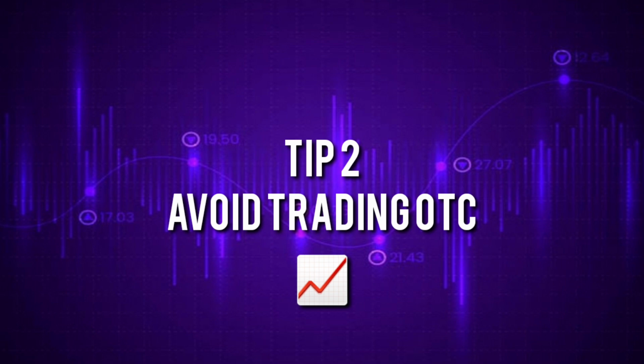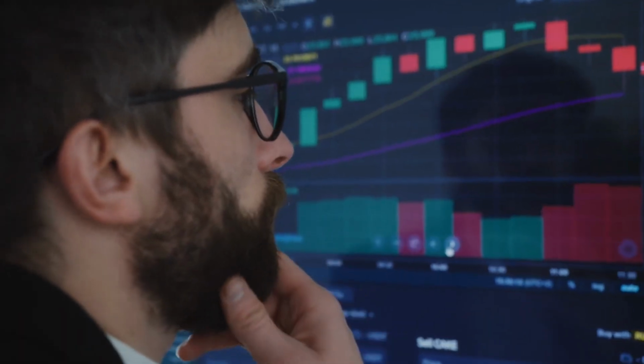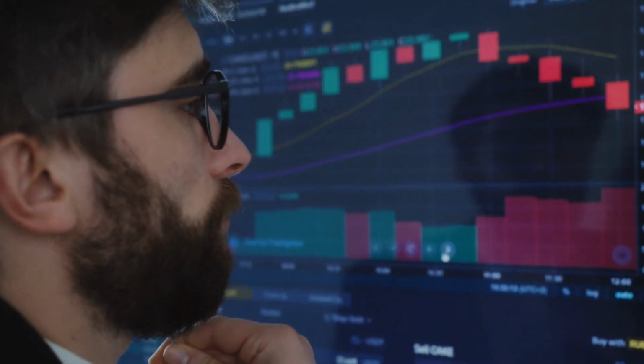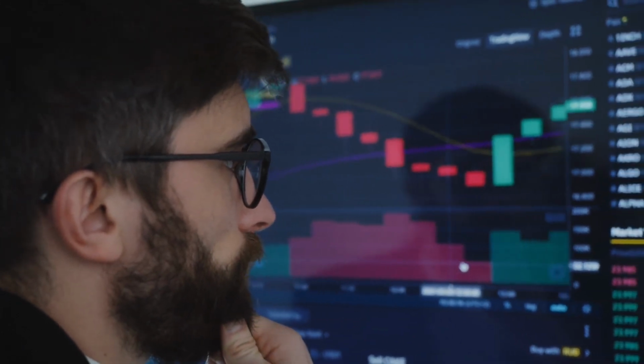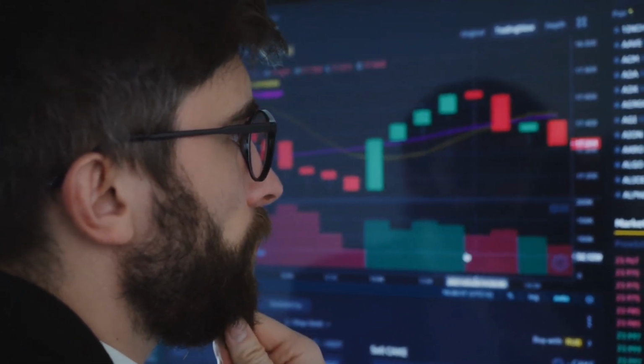Moving on to tip number 2. Have you ever heard of OTC? If you're a binary options trader, you'll know exactly what I'm talking about. And if you had to ask me, OTC is something that you want to stay very far away from. Now, OTC is a transaction that takes place between two parties, usually the broker and an anonymous dealer, without the supervision of a centralized exchange.